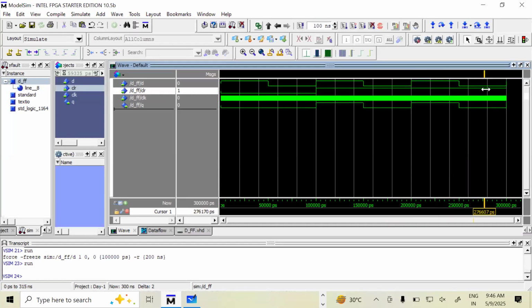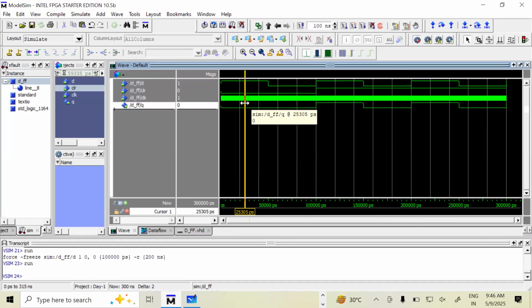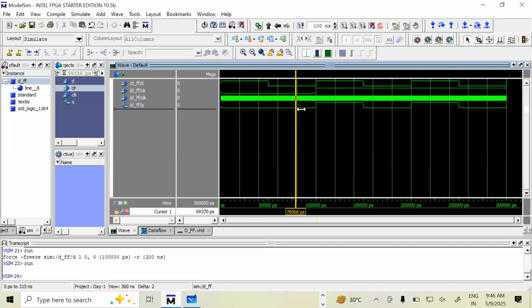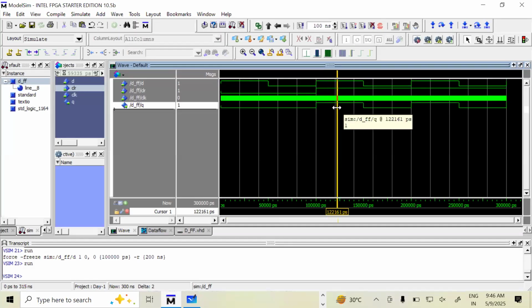Clock is changing. When the input is changing, then only the output is changing. Q is equal to D. It is happening when clear is 1. When clear is 0, irrespective of the input, the output is always 0. When clear is 1, then Q is affected by the input.